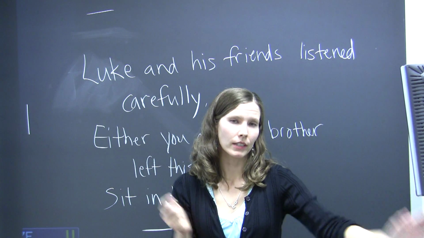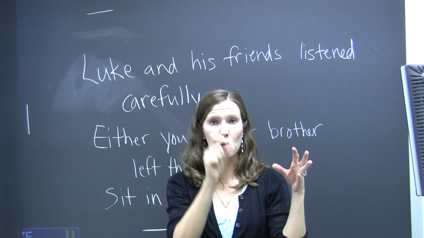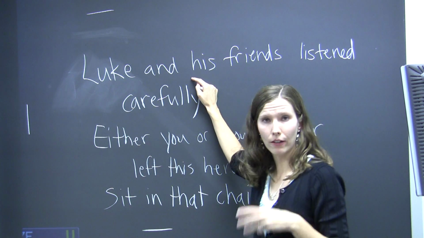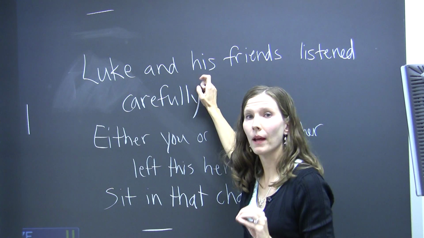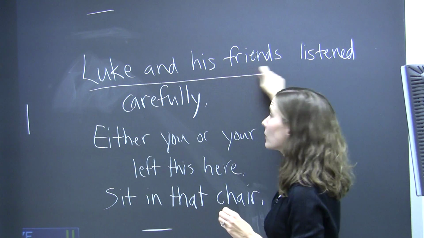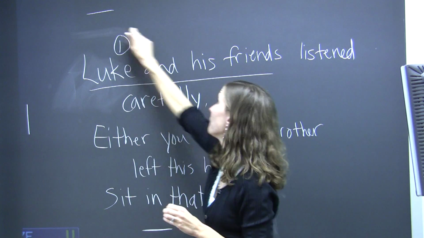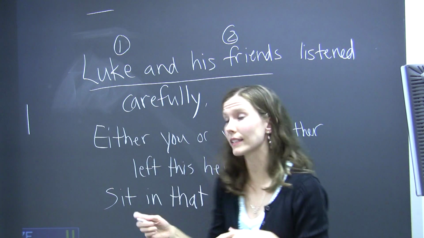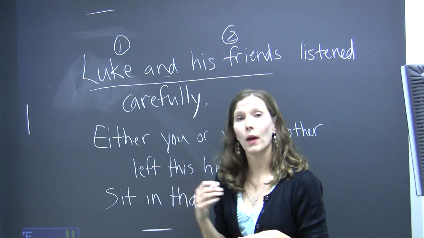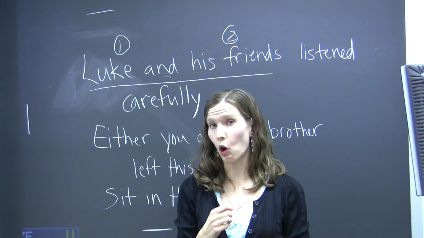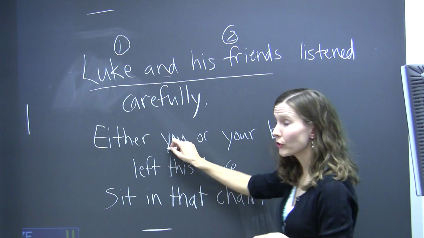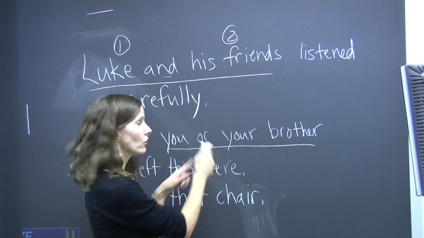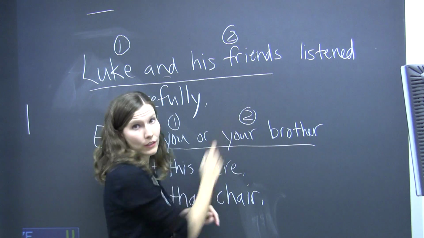A compound subject is a subject that has two or more subjects. So for example, Luke and his friends listened carefully. The complete subject, the compound subject of that sentence, is Luke and his friends. So it has actually two subjects, and it's compound because it's connected with the word and. You can also have a compound subject that's connected with the word or, such as either you or your brother. So that's also a compound subject because it has you and your brother.